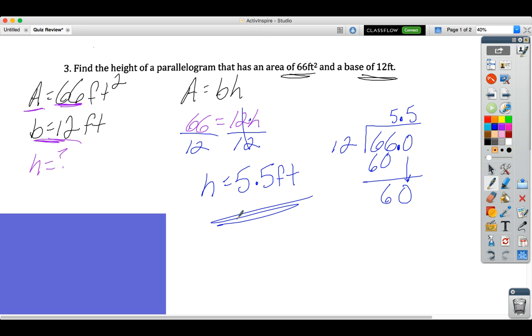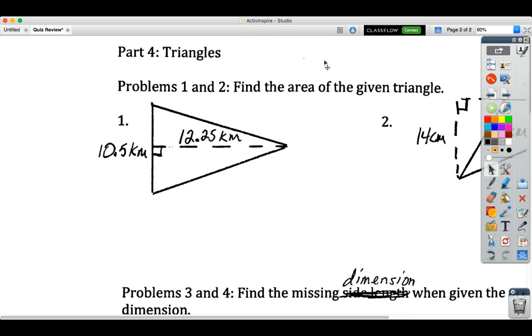All right, let's move on to the next question. Okay, now for this one, we're now finding the area of the given triangle. All right, so we're finding the area of the triangle here. Let me highlight this instead of writing underneath it. Finding the area of the triangle. So now we're using a different formula. Well, our formula for area of a triangle is area is equal to 1/2 base times height.